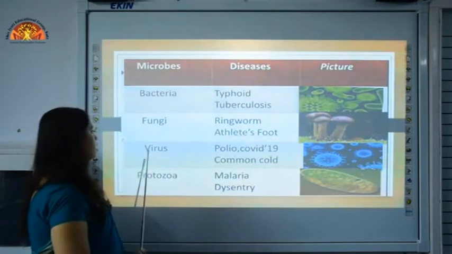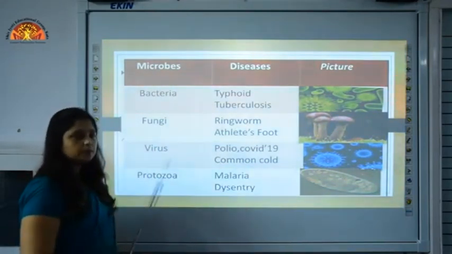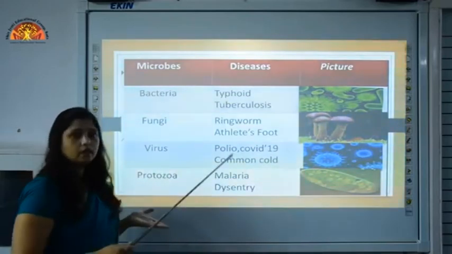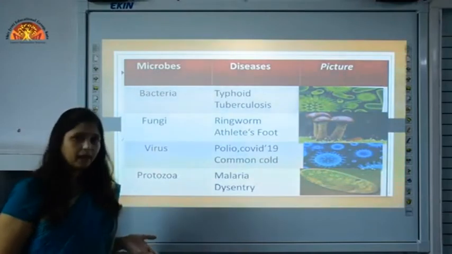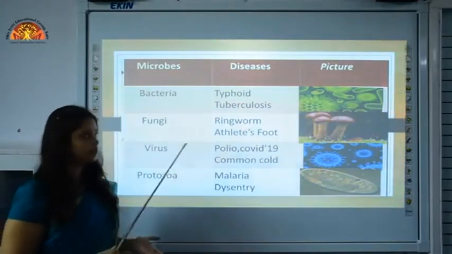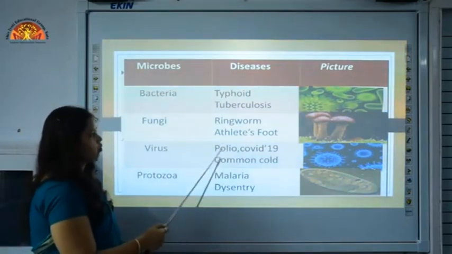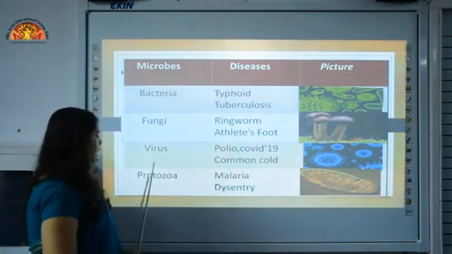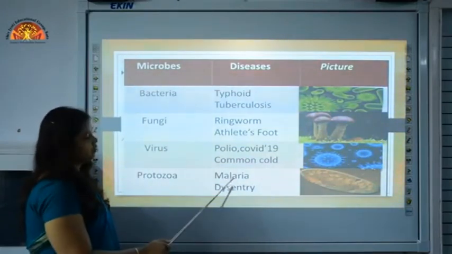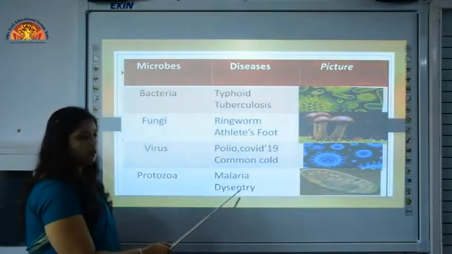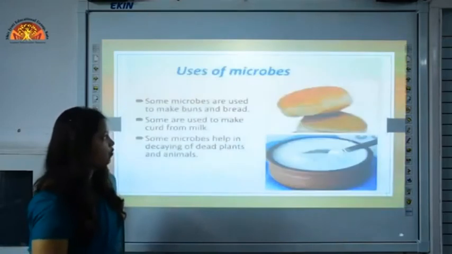Then there is another type of microbe, that is virus, which you are hearing about nowadays, this coronavirus which is causing the pandemic COVID-19. So it is again a type of microbe. It can cause other diseases also like polio, common cold. And the last category of microbes is protozoa. They cause different diseases like malaria and dysentery. So these are some of the harmful effects of microbes.